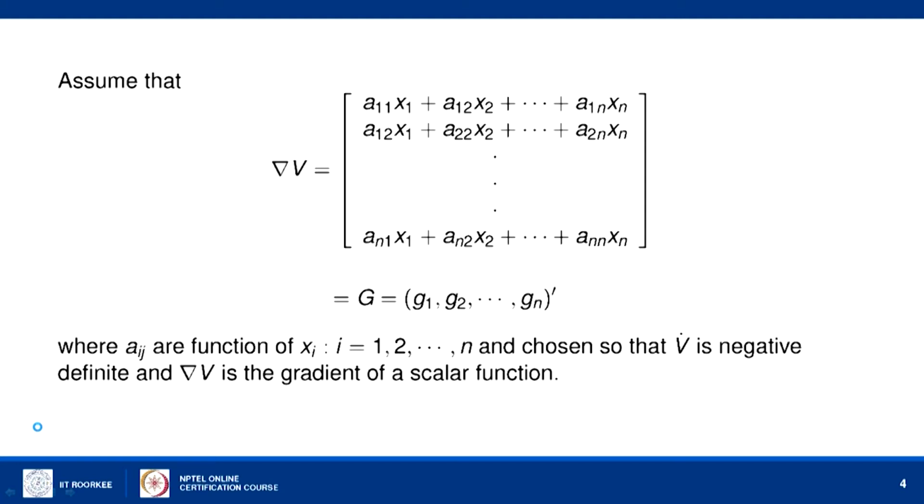Now, this aij must be chosen in such a way that the vector given here is a gradient vector and v dot should be negative definite. These two conditions should be satisfied. Accordingly, we should select the aij functions. If del v is the gradient vector of a scalar function, then it should satisfy this condition. It is a familiar result, because del cross del v should be equal to 0 and the components of the cross product should be 0 here.